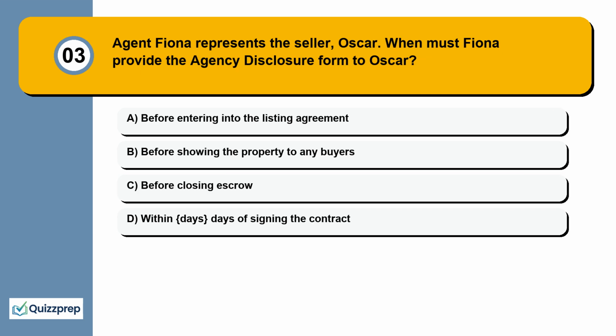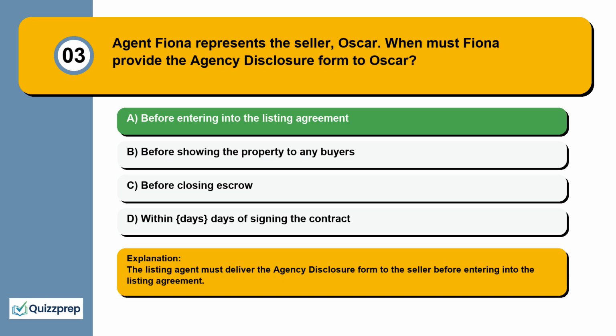Question 3. Agent Fiona represents the seller, Oscar. When must Fiona provide the agency disclosure form to Oscar? Before entering into the listing agreement, before showing the property to any buyers, before closing escrow, within days of signing the contract.